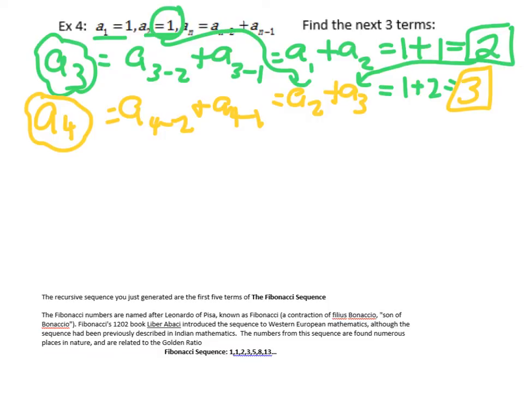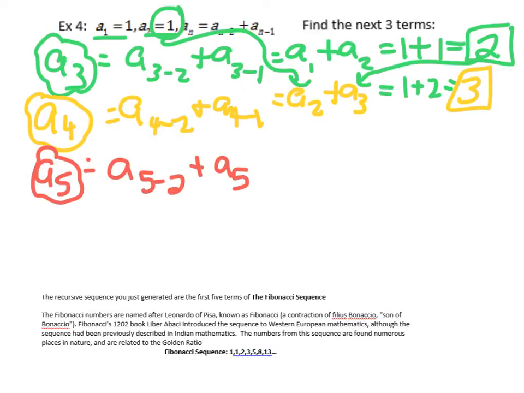So you can tell looking at it, if I want to find the third term, I'm taking the first and the second. If I want to find the fourth, I'm taking the second and the third. You're taking the two previous terms. So I'll do one more this way, and then I'll do one more with a pattern. A sub 5 is a sub 5 minus 2 plus a sub 5 minus 1. So that's a sub 3 plus a sub 4.